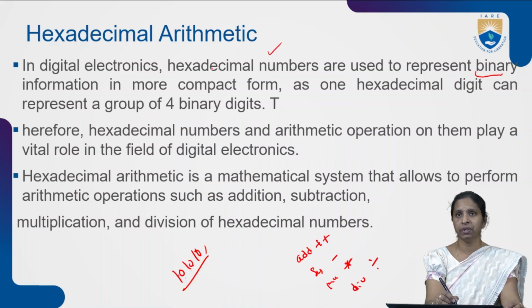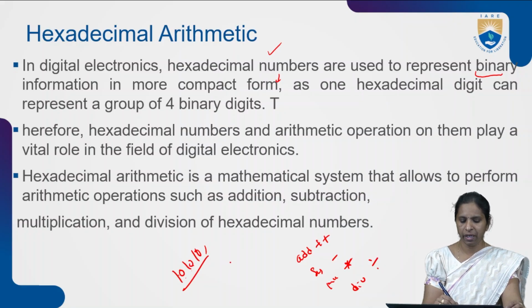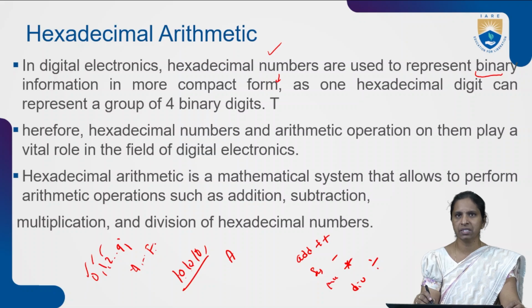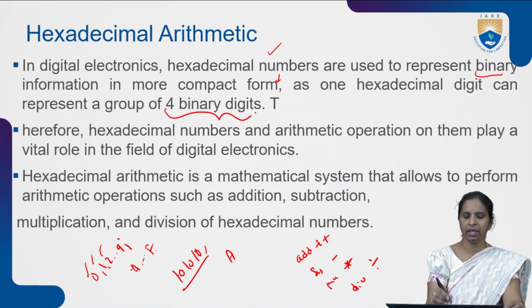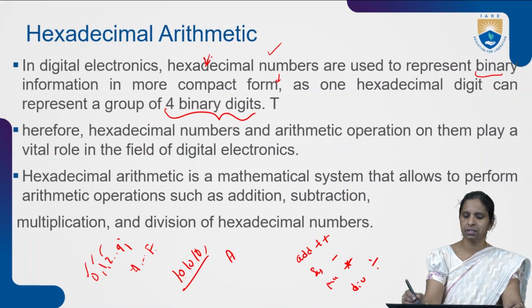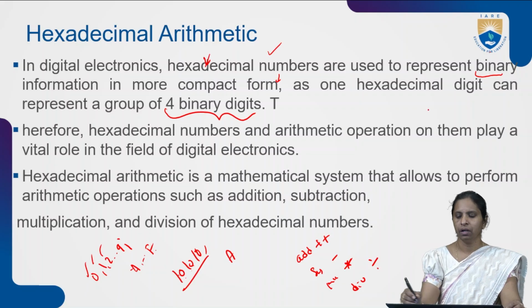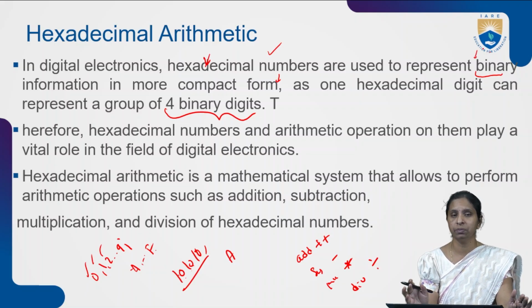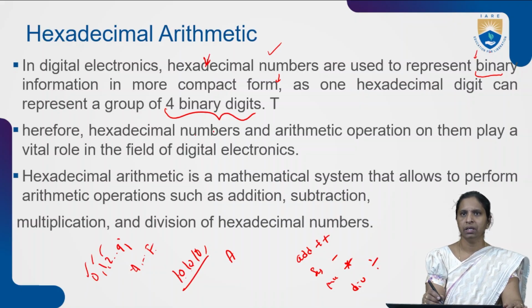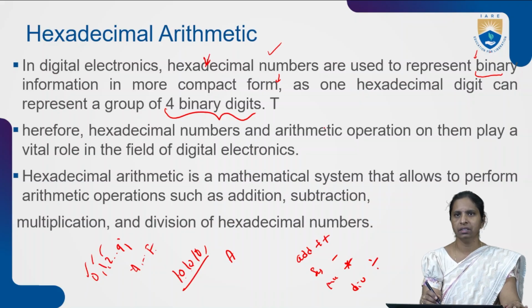And this hexadecimal number is used to represent the compact form of the binary number. Because one hexadecimal digit, what is hexadecimal digit having? 0, 1 up to 9, after that A up to F. So each hexadecimal digit can be represented by using what? 4 binary digits. That's why this hexadecimal number system is always the compact form of the binary number. Compact nothing but what? It is using less number of digits to represent the number. Therefore, this hexadecimal number system plays an important role in digital electronics.